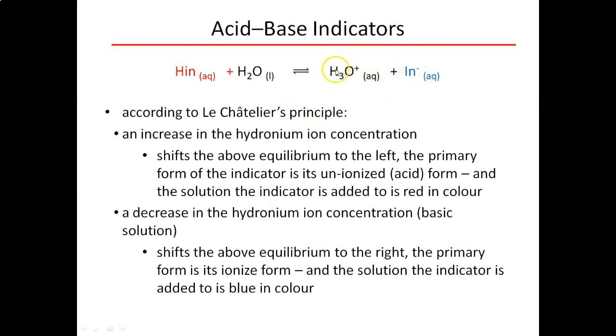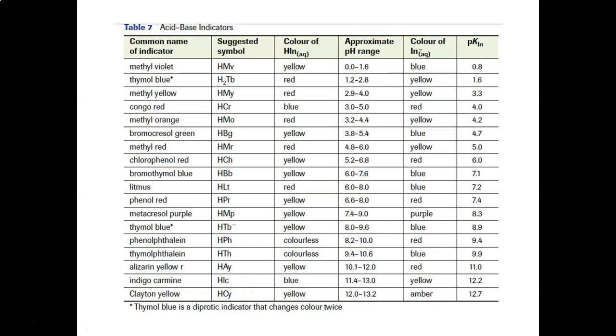If I increase my hydronium ion concentration, then my equation will shift to the left, and I will have mainly an unionized acid. If I decrease my hydronium ion concentration in a basic solution, or I add OH minus, then I'll shift my equation to the right, and I'll have my ionized form. Now the pHs at which this occurs depend on my indicator, because they are different weak acids and weak bases.